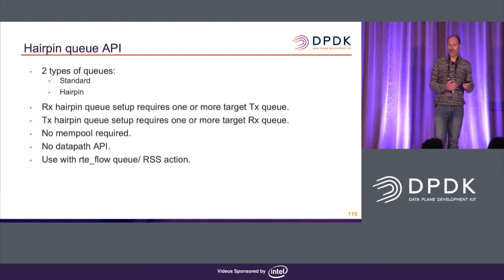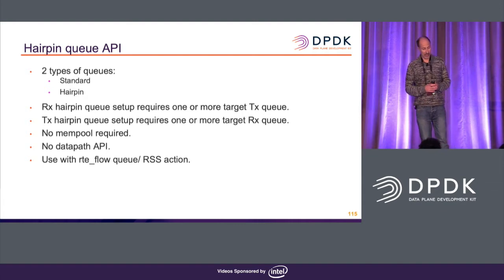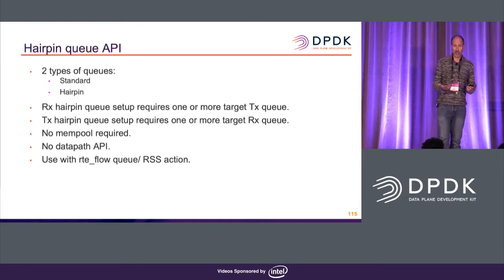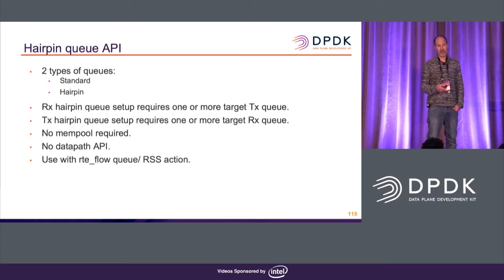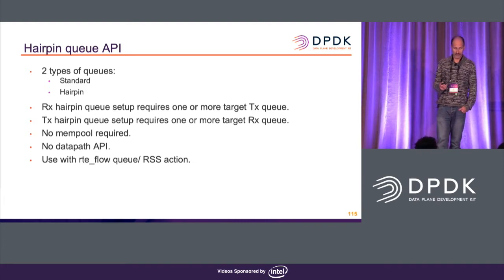We cannot use the hairpin queue in the data path. For example, we cannot use the burst function on a hairpin queue. It is not going to work. All the statistics that we are currently getting on a port will also not work, because, like I said, it's transparent to the DPDK application. The last thing is that in order for us to use it, we must use an RTE flow with a queue or RSS action.